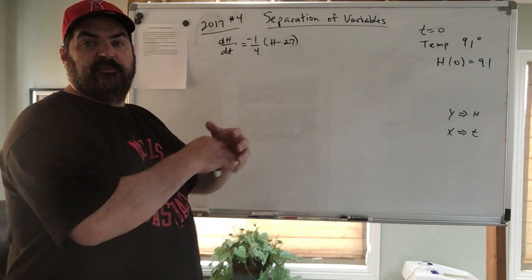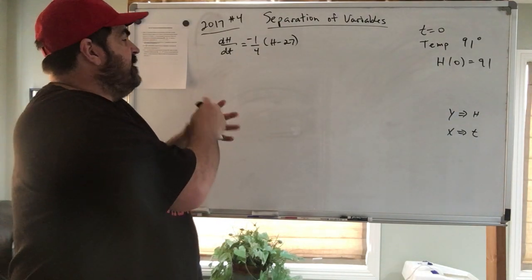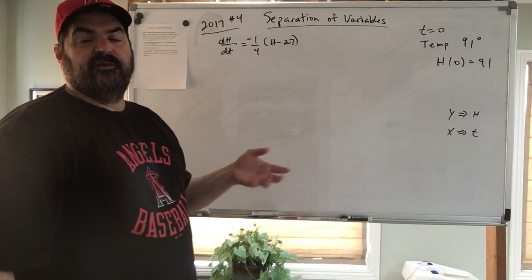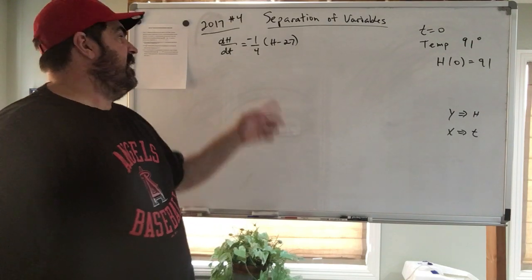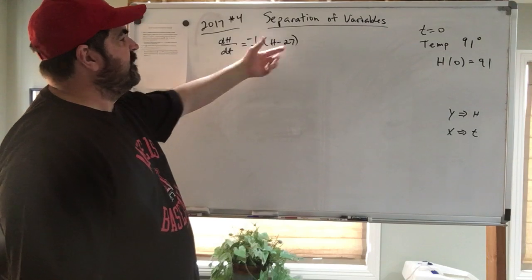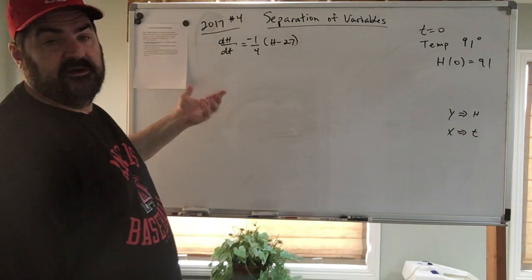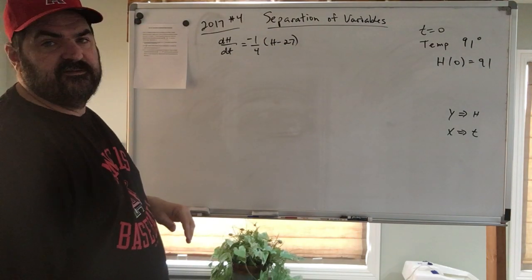It's okay. When you separate, the H has to go with the H, and then over there with the T, there won't be any T's to put with it, but you can always just leave constants over there. Like, for example, I would leave this negative 1/4 here and send the H minus 27 over there. Okay, we'll do that eventually when they ask us to.